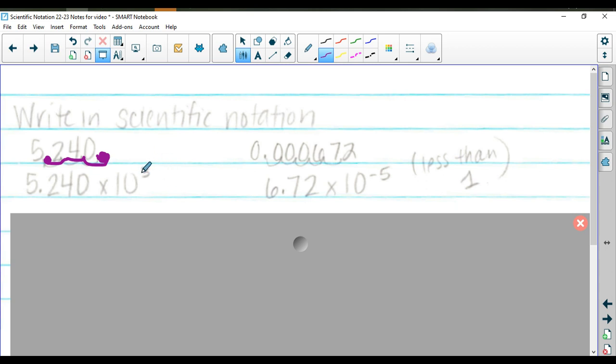You're going to have positive exponents if you have numbers that are greater than 1. And you're going to see on the next example that's already visible for you that you're going to have negative exponents when you have a number that is less than 1 to start off in standard notation.